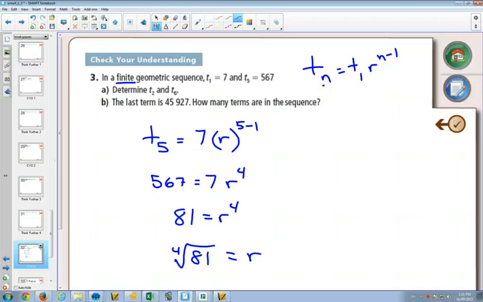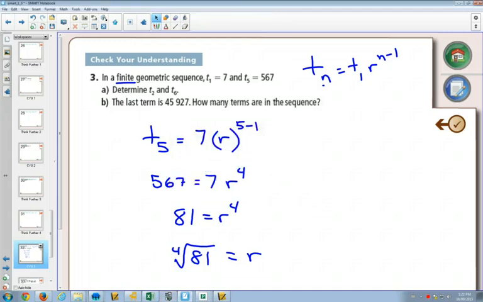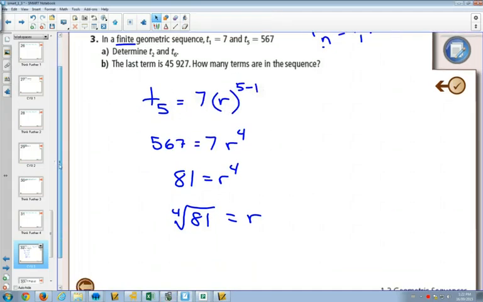you would get r. I'd like you to take out your calculator, make sure you know how to do a fourth root on your calculator. And as a way to check, when you push enter, you should get 3.